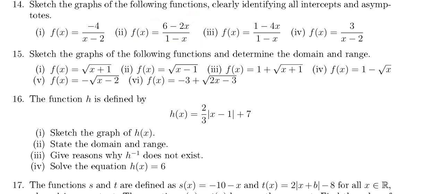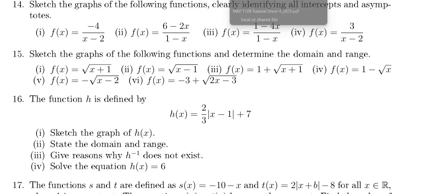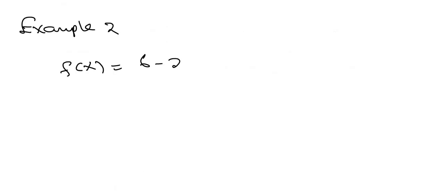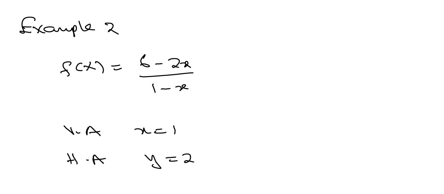They have the similar degree. So here, can you give me what's the vertical asymptote going to be? Let me just rewrite it, just a minute. Yeah, so example 2. f of x is equal to 6 minus 2x over 1 minus x. So here the vertical asymptote is x is equal to 1, right? The horizontal asymptote is equal to what? Yes, it's 2. Like this, you get the coefficients, isn't it?